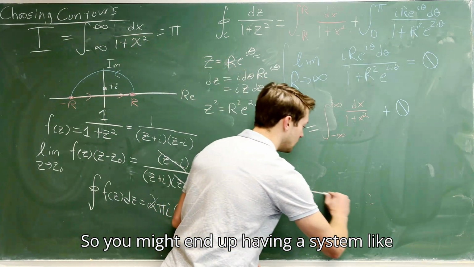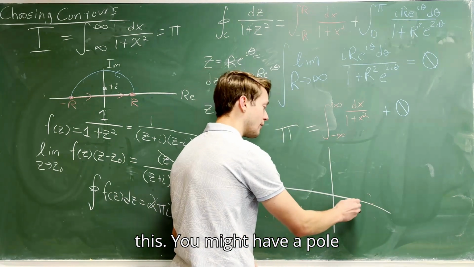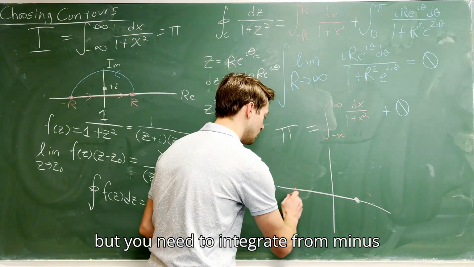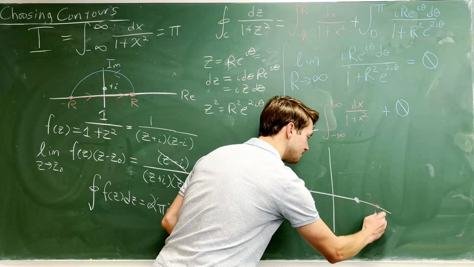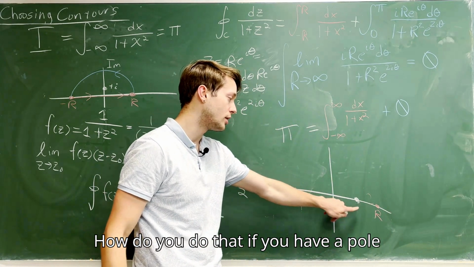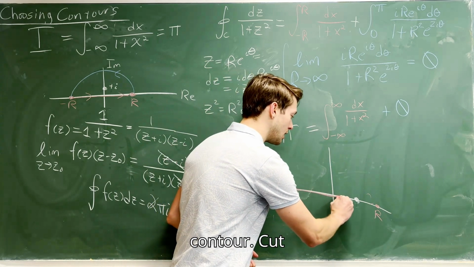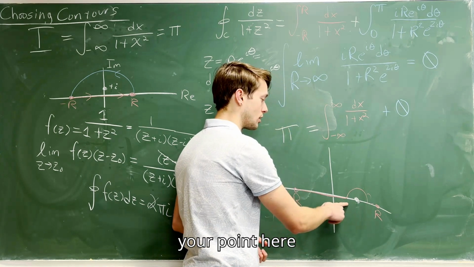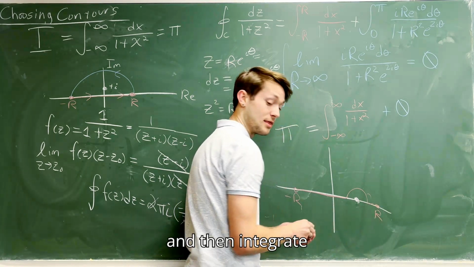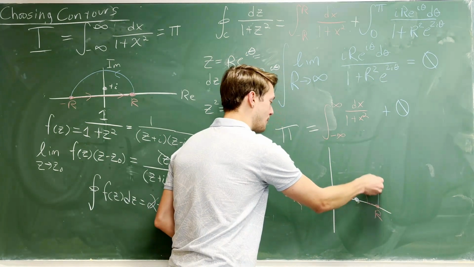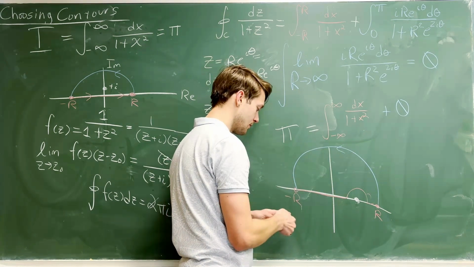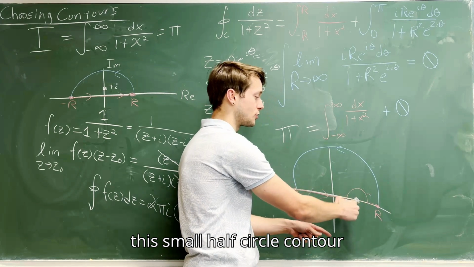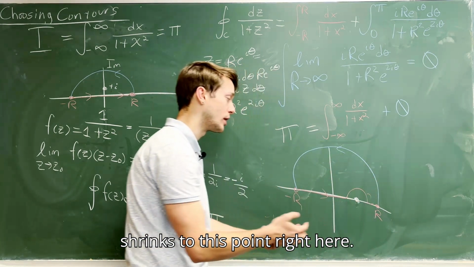So you might end up having a system like this. You might have a pole on the real line, but you need to integrate from minus r to r. How do you do that if you have a pole here? Well, you could draw your contour, cut around your point here, and then integrate back around. And you would need to take limits as this small half circle contour shrinks to this point right here.